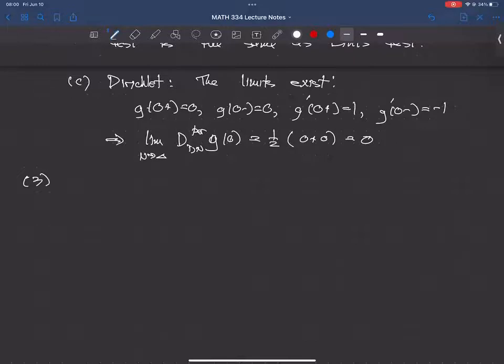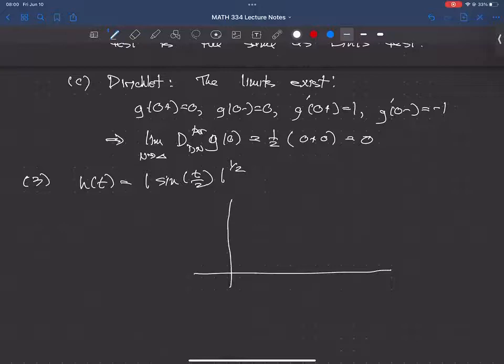Now, one final example is a new function, and I'll call it H, and it is the square root of sine t over 2. So what's this function? This thing is periodic with period 2 pi. We're going to take this to be 2 pi periodic, and the idea is that it has this value from 0 to 2 pi.